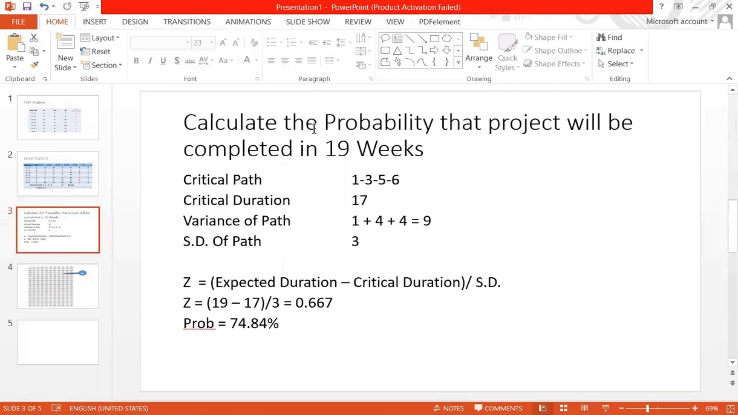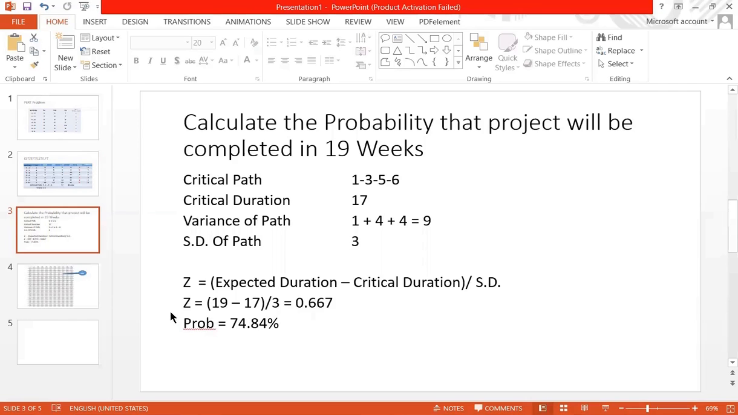Now we want to calculate the probability that the project will be completed in 19 weeks. What is the probability that this project is completed in 19 weeks? So here we have the formula. For this we have to calculate Z. Z is equal to expected duration minus critical duration divided by standard deviation. So 19 is the expected duration. We want to complete this project by 19 weeks. और critical duration हमारी है 17. 19 minus 17 divide by the standard deviation, that is 3. So the value of Z comes out to be 2 divided by 3, that is 0.667.